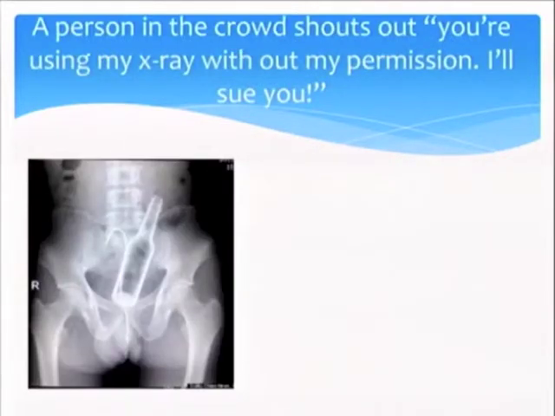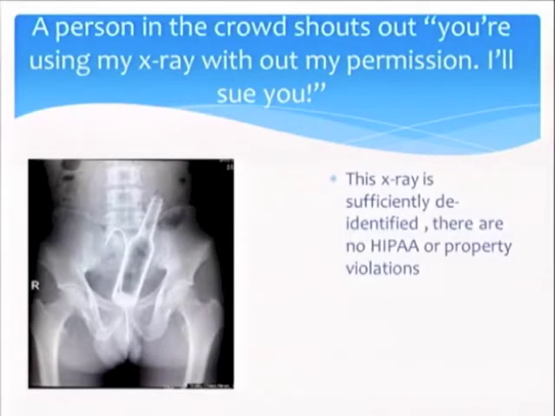So here's another classic example in the time remaining. You show this x-ray at a colorectal meeting, and a person in the crowd shouts, "You're using my x-ray without my permission. I'm going to sue you." Now, first of all, if that were my x-ray, I'm not sure I'm raising my hand. Let's just be serious here. But if you were so inclined, whether you were right or wrong, does the patient have a leg to stand on?